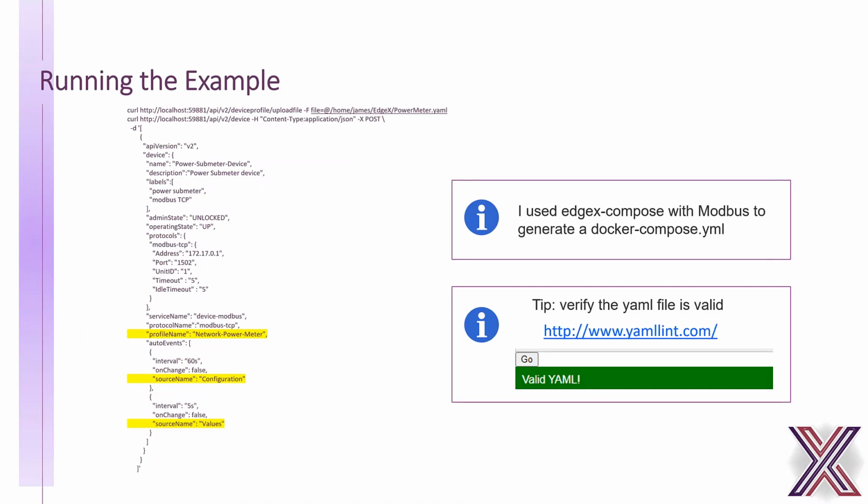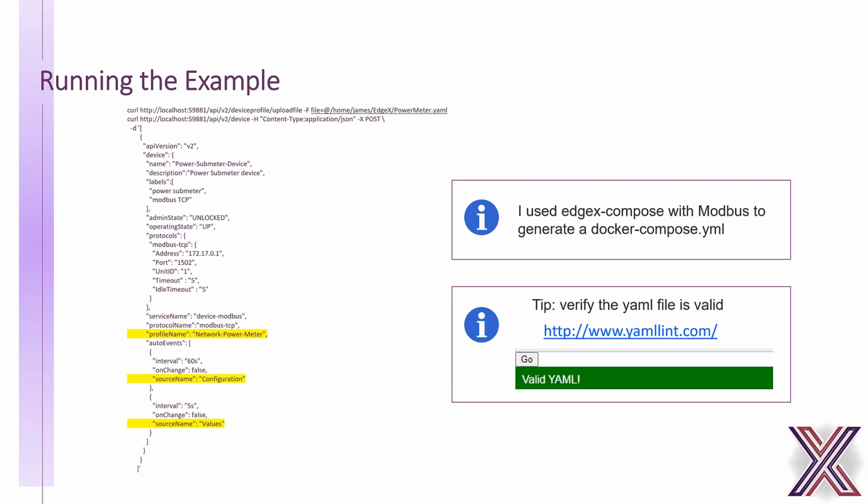So the first command is to run device profile upload file operation, and you just pass core metadata the file that we just created, and then you run the device command to basically create a new device. And I've highlighted here the important fields. So we've got the profile name that's part of our power meter. And then we've got the 2 auto events, like I said, for configuration. So I'm going to say, let's access the configuration command every 60 seconds. And let's access the values every 5 seconds.